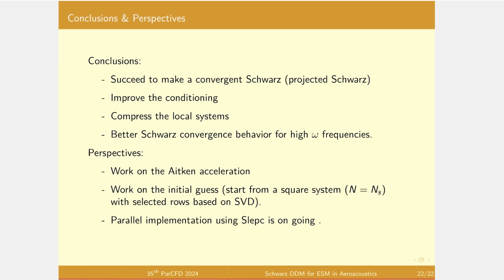Another thing we think is to work on the initial guess, starting from a square system. So select some equivalent sources. Here we are in the theory of the Schwarz with a square matrix, so we can apply the Aitken accelerations and obtain an initial guess, and then apply this initial guess to the other solution. And then also, we are working on the parallel implementation, and it's not finished.